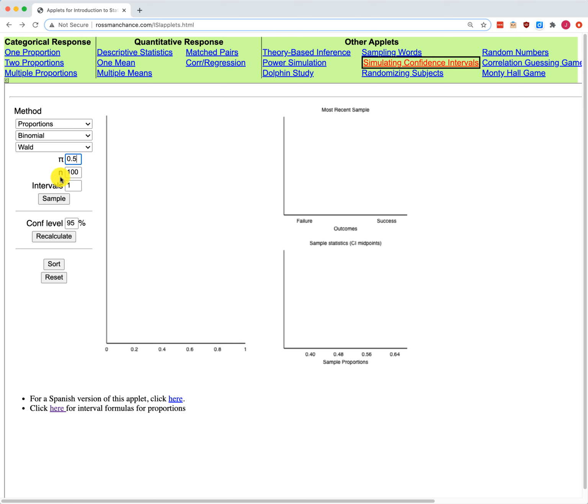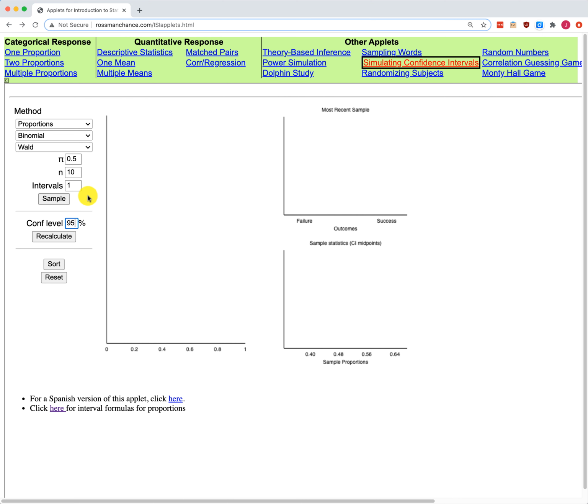The next box is n, little n. That is for your sample size. So how many people are you going to sample? Right now it's at 100. I'm going to change that to 10, so we're only going to sample 10 people. And intervals means how many confidence intervals do you want to create? I want to create just one with my one sample. The next box down tells us what confidence level you want to use. By default, it's probably 95%, so I'm going to leave it at 95%.